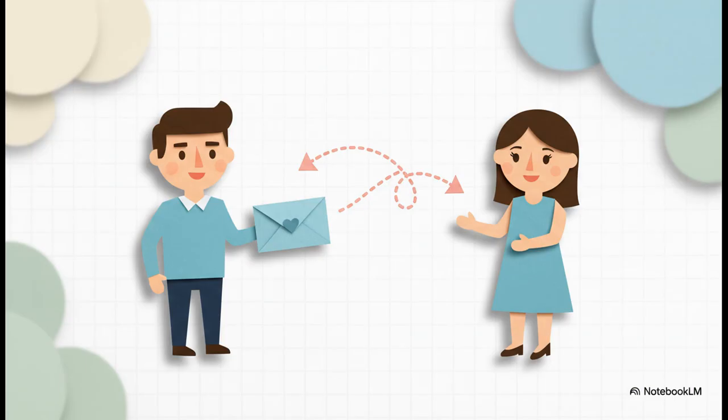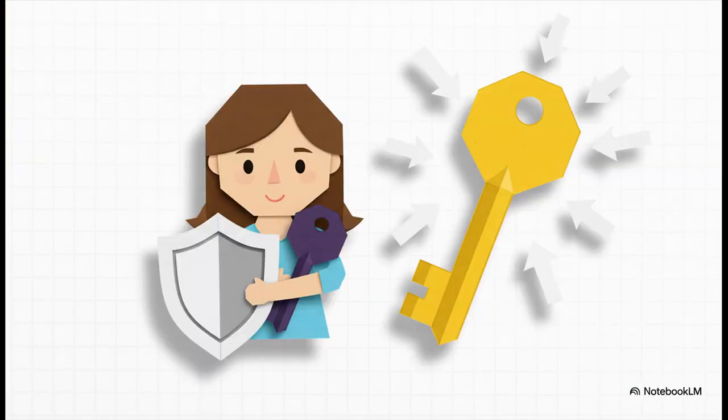To really make this click, let's ditch the abstract terms and just imagine a simple scenario with two people. We'll call them Tom and Jane. Tom wants to send a secret message to Jane. Okay, first things first. Jane, the person who wants to receive the message, creates her own unique pair of keys. One is her public key. She can share this with absolutely anyone.